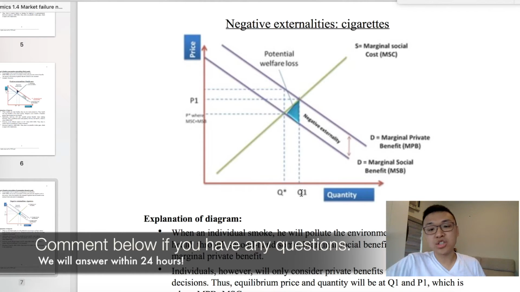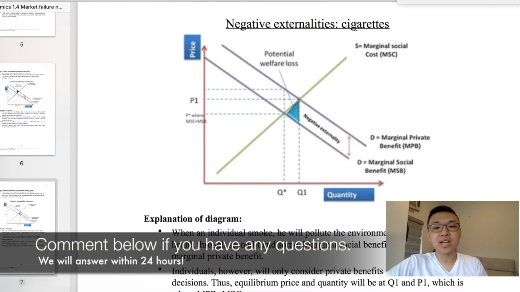But then how about the socially optimum point? The socially optimum point is where MSC equals MSB, right? So next you need to find the socially optimum point. It's where MSC equals MSB, so it's here. Q star and P star, this is the socially optimum point where MSC equals MSB. So we can see the market equilibrium is larger than the socially optimum point. That's why we say there's market failure.